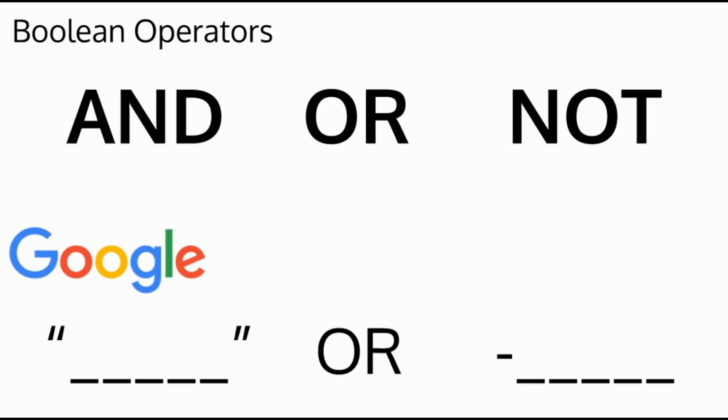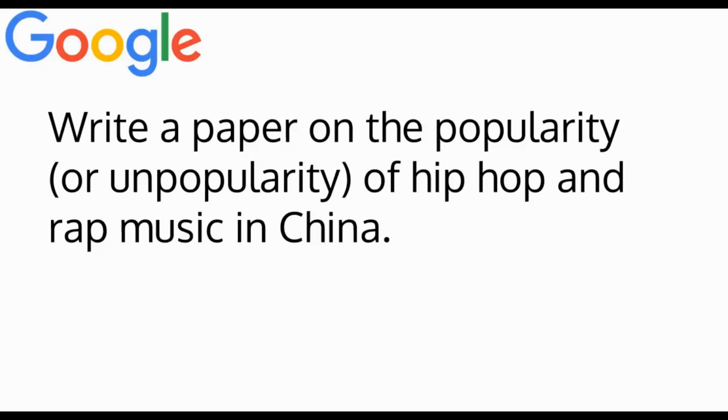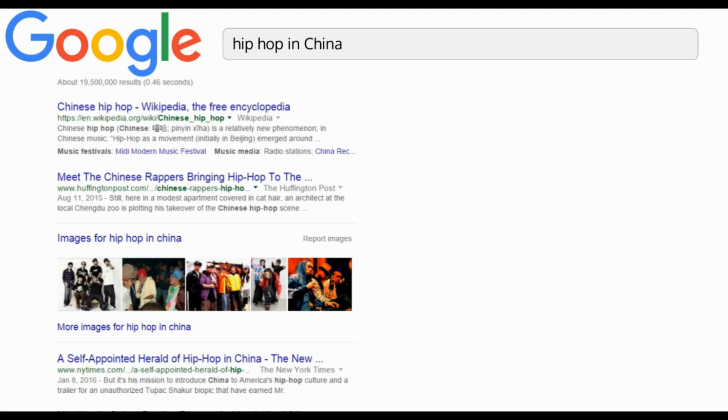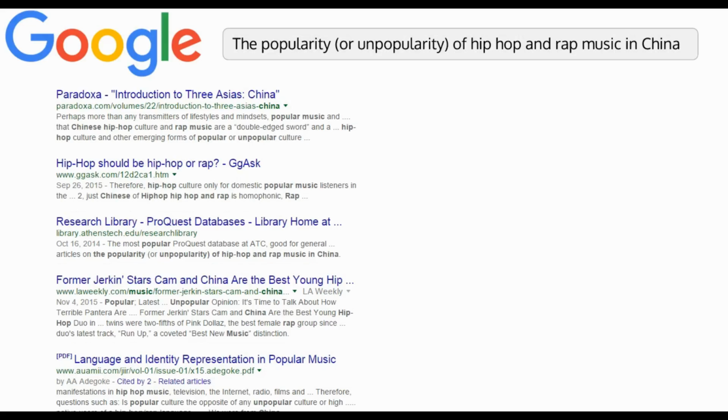When I'm working with students, I'll go over the Boolean operators and then I'll give them a chance to try it out. So I have them write a paper on the popularity or unpopularity of hip-hop and rap music in China and use the Boolean operators to get the best search results in Google. Often what students revert to is something simple like hip-hop in China. And not only does this bring back almost 20 million results to sift through, it's not about the core of the paper. It's more just bringing back search results about Chinese hip-hop artists.